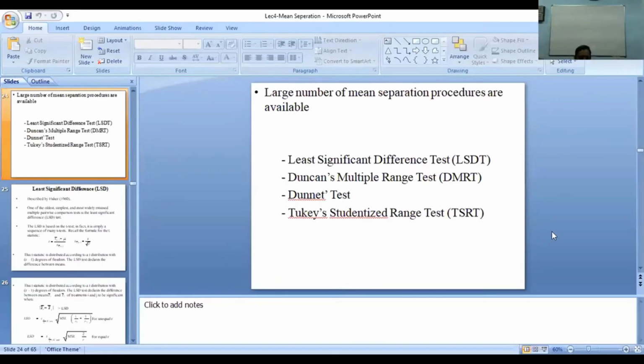Right. We are in the process of comparing the means of different treatments. That we will do after saying that our treatment is significant. Once the treatment is significant, then we will go for mean separation. It is called the mean separation technique. Here we have learned how we can do the mean separation using different techniques. Four techniques are available: least significant difference, Duncan's multiple range test, Dunnett's test, and Tukey's test.